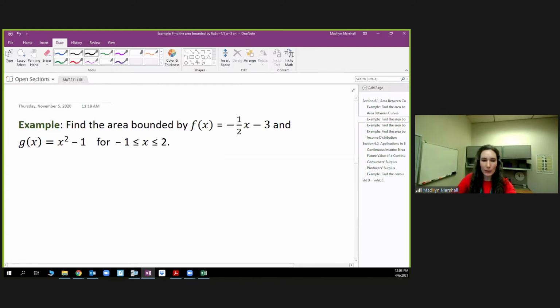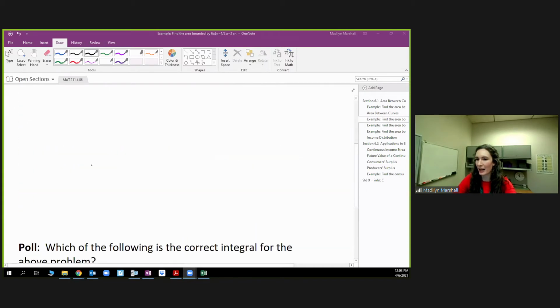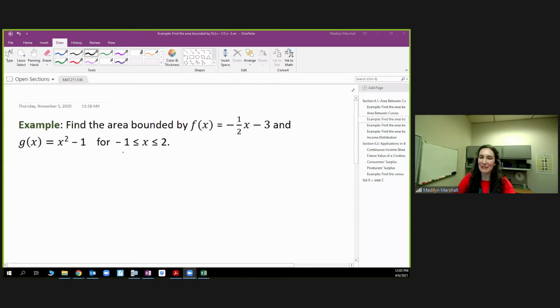So I am going to put up a poll in just a little bit with a multiple choice of how to set up this integral. With 4 choices. And so we're going to first look at the graph of this, and then I'm going to give you some time to try to set up the integral on your own, and then I will put up the poll.